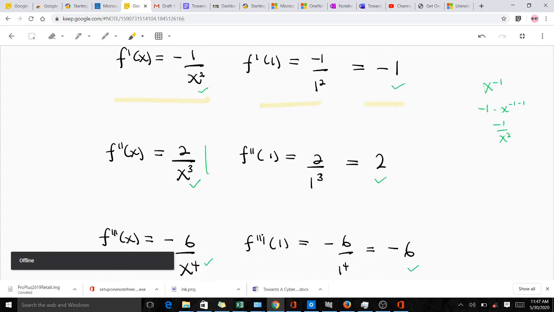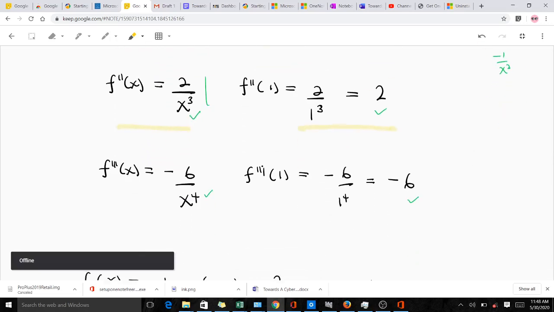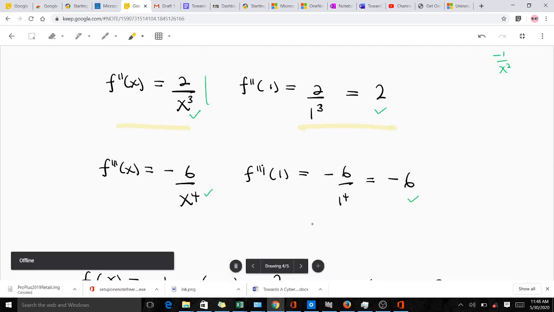So finding the second derivative, we get this. Putting in the values, we get this. Finding our third derivative, we get this. Putting in the values gives us this here. I hope you get it.